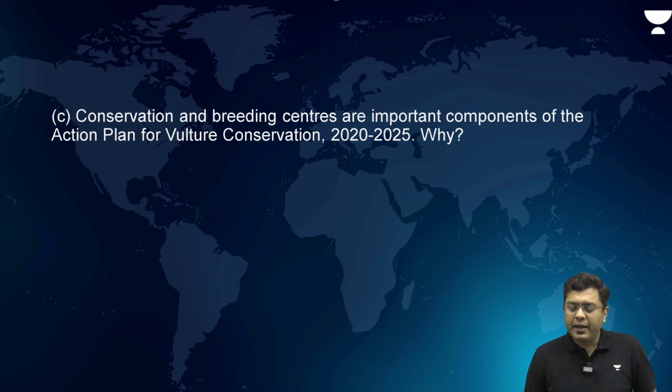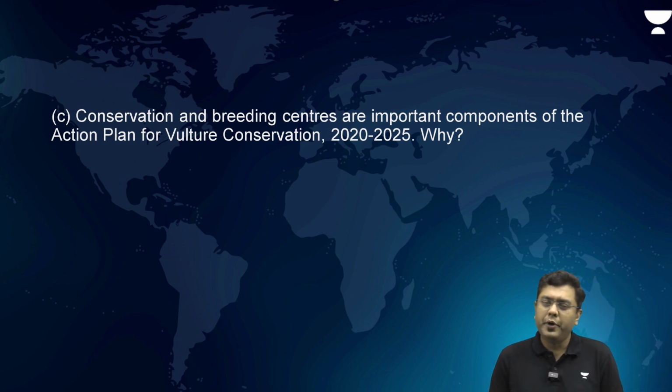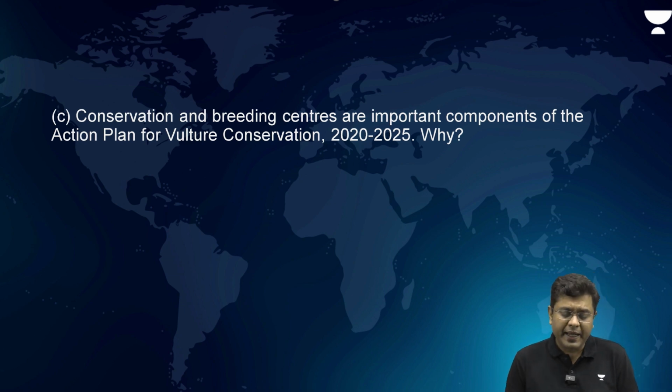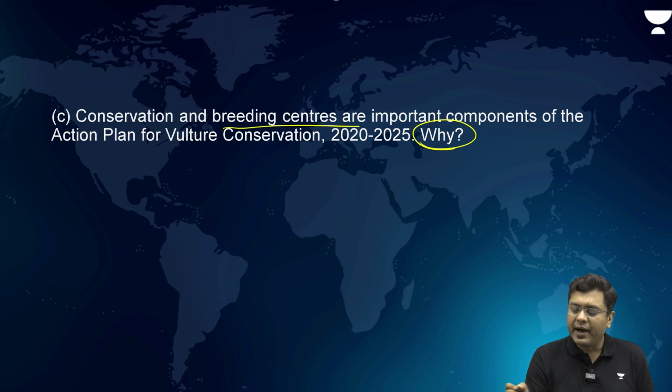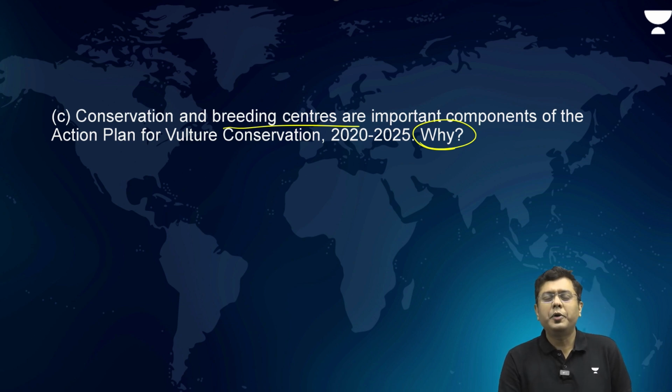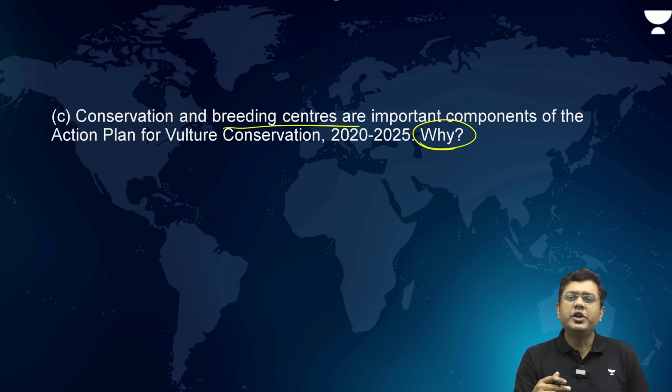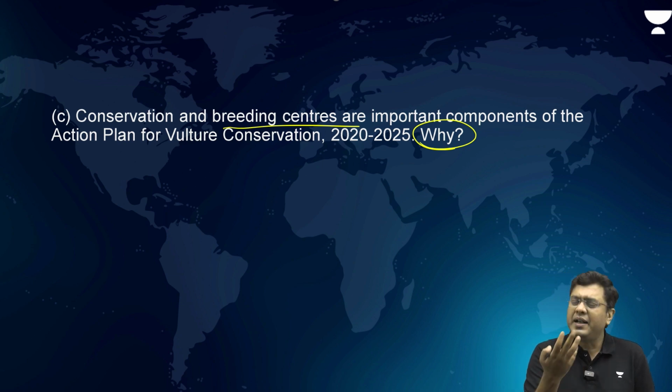Then conservation and breeding centers are important components of the action plan for vulture conservation 2020 to 2025. Why? Now, here you could treat this question as a generic question as well, that for any particular species conservation, breeding centers are important. Here you have to talk about the vulture population, that the vulture population has been declining in India. You also have to talk about the reasons associated. The reasons associated basically are multifarious reasons.